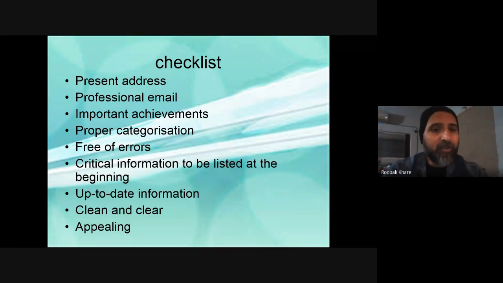So these are the most crucial, most critical things about your resume. Then comes up to date information. Anything which is redundant, which is old, which is not relevant anymore, should not be a part of it. You should keep updating your resume every 3 months, they usually say. Check if it is updated or not.